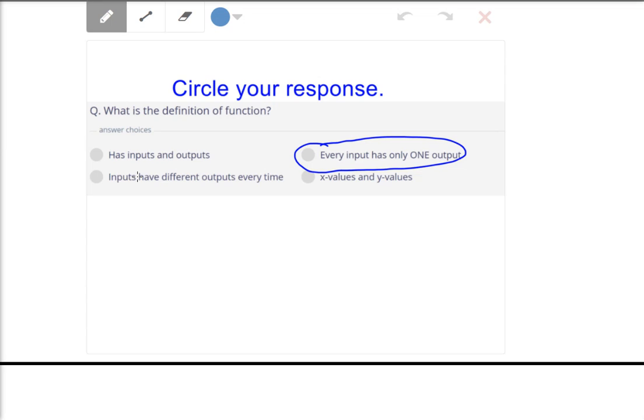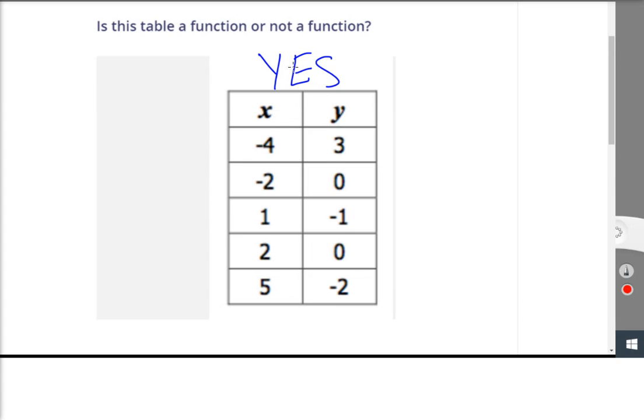And the answer for question number 10, the definition of a function is that every input has an output. Okay, so for example, number 11, this is a function because every single one of those inputs are different. So negative 4 corresponds to 3. This is a different number. So every input is different. Every input has an output. This is a different number. They're all different numbers. We're not repeating those. So if we were repeating, it would not be a function.